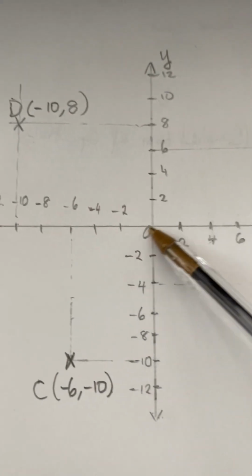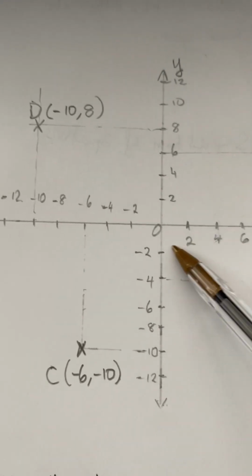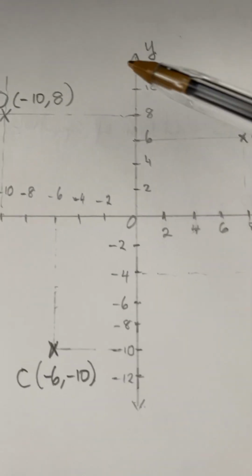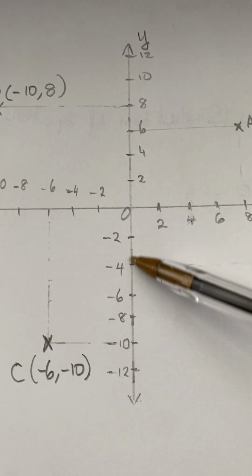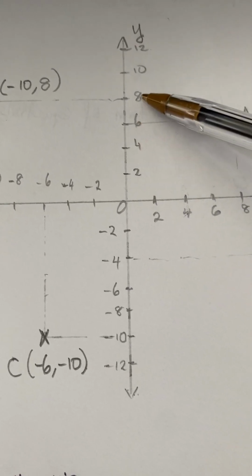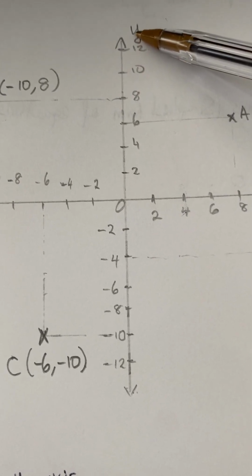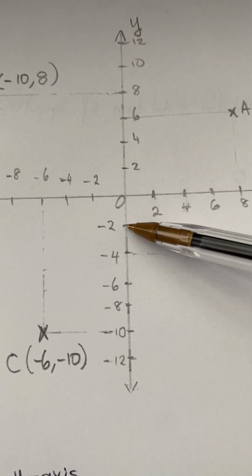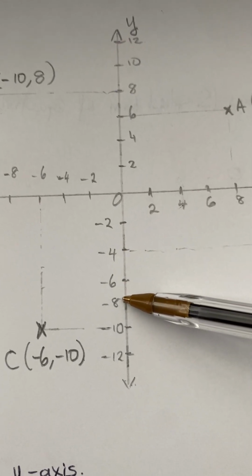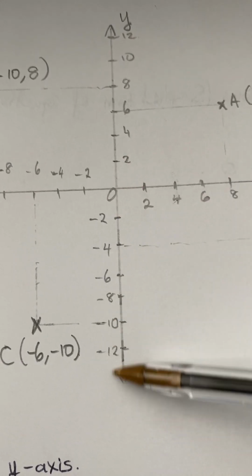The whole of this is the x-axis. Trying to do equal intervals is very important. And then the whole of this line is the y-axis. So 2, 4, 6, 8, and 10, that is the positive part. And then -2, -4, -6, -8, -10, -12, that is the negative part.